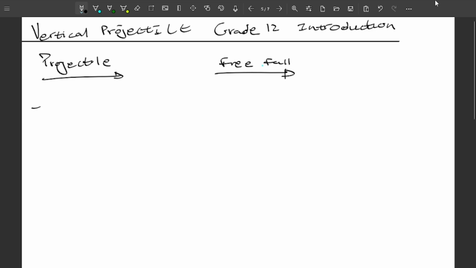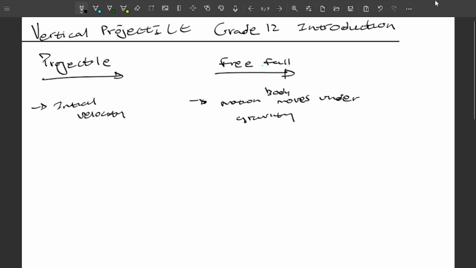So as I said, projectile itself, it involves initial velocity. Right? Free fall itself is a motion in which a body moves under gravity, right? Under the influence of gravity, right? So those are two different things. So if they tell you that this object is thrown off a balcony or wherever, they mean that it is projected. For instance, I'm going to give two examples for projectile and free fall.